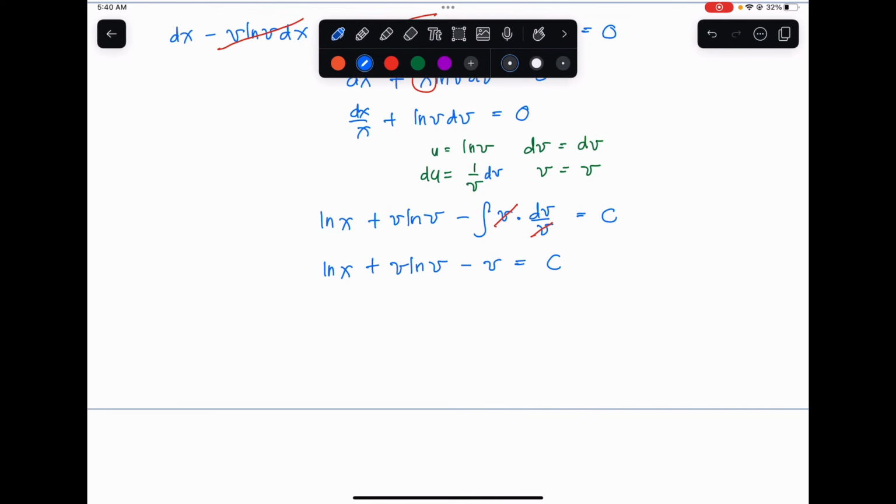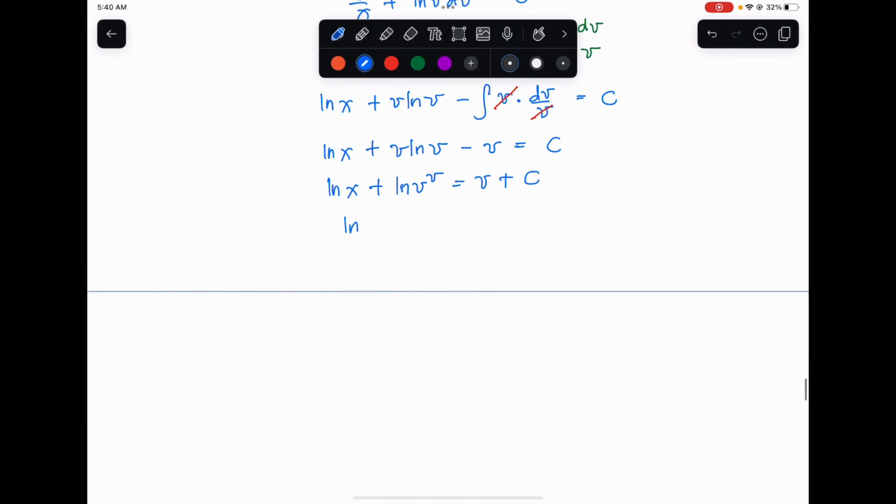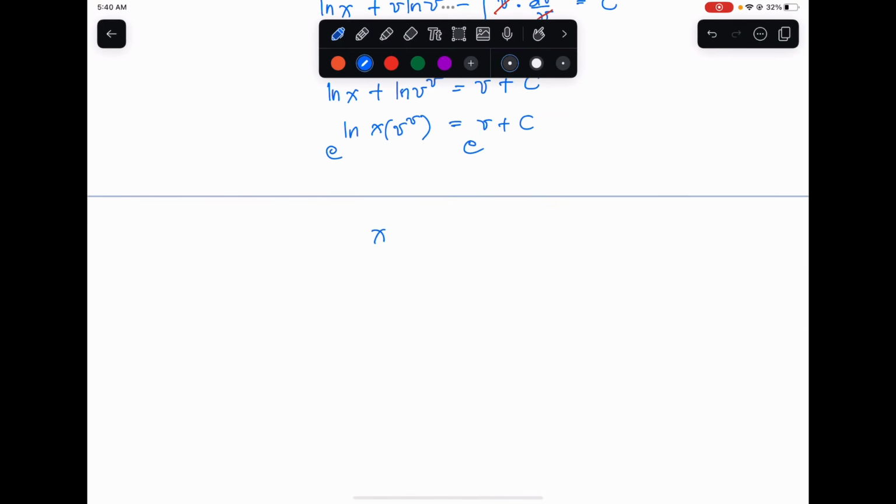The integral of dv is just v. Since there are two ln here, using properties of logarithm, this is ln v raised to v equals, transposing v so it becomes positive, v plus c. Then I can combine the two as ln of x times v raised to v equals v plus c. We exponentiate both sides, giving us x v raised to v equals c e raised to v, since e raised to c is just another constant c.